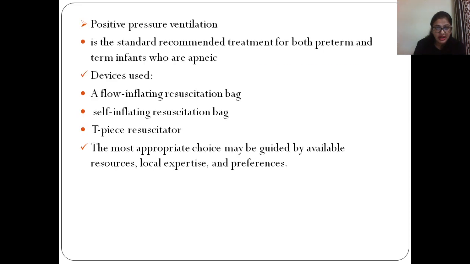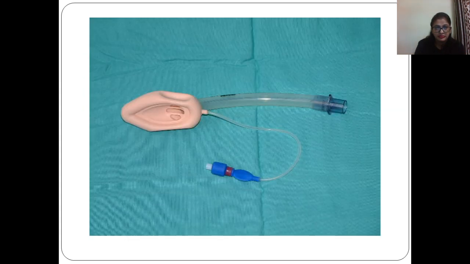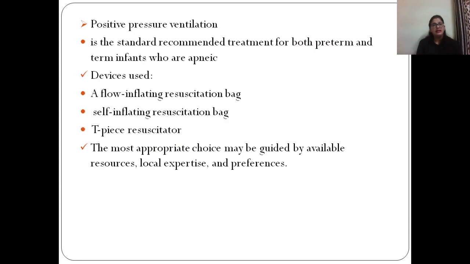Now you can also use a laryngeal mask. So these are the devices that are used to give positive pressure ventilation. And again, like I have already mentioned, for giving positive pressure ventilation, you need an appropriate sized mask. The mask can be either a round mask or an anatomical mask, and it should be of appropriate size so that it covers the nose and the chin, and an appropriate seal should be made so that no leakage is there. Then you can give positive pressure ventilation at a rate of 40 to 60 breaths per minute.